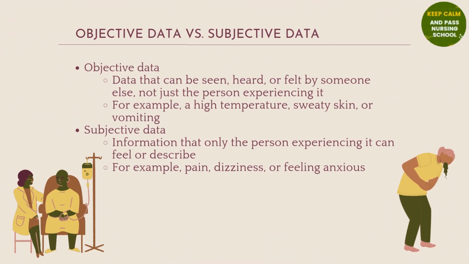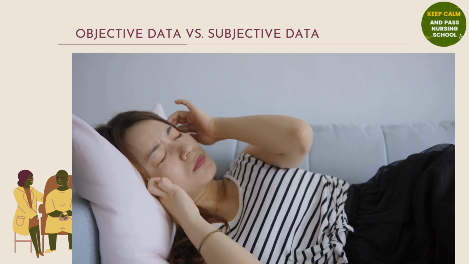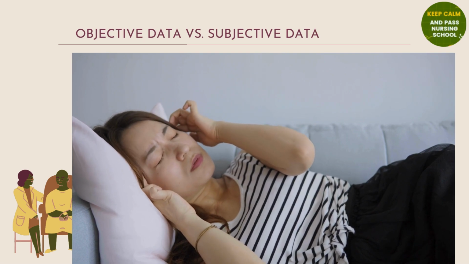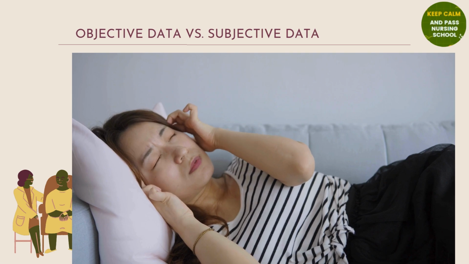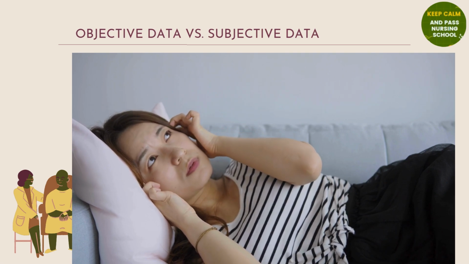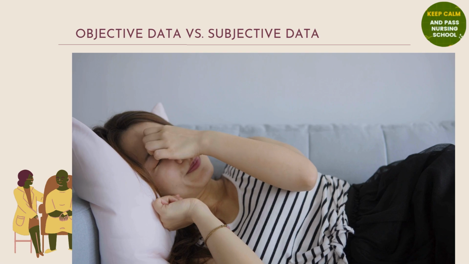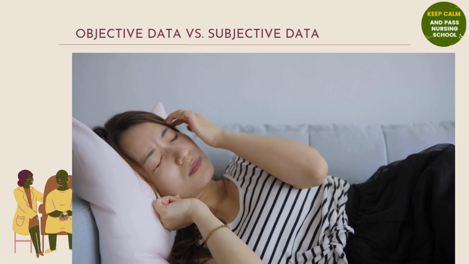Let's talk about it. What's the difference between objective versus subjective data, and more importantly, what is that? So, there's two types of data, subjective data and objective data. Subjective data is basically personal experiences like what the patient is feeling, for example, pain or nausea. And this is only described by the patient. The patient themselves can describe what is going on, okay?